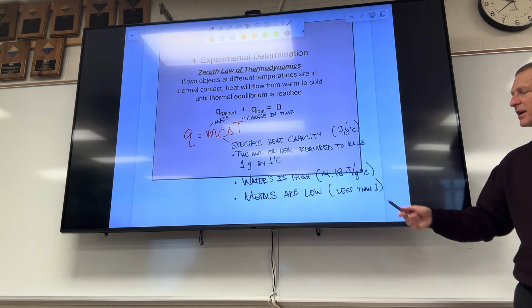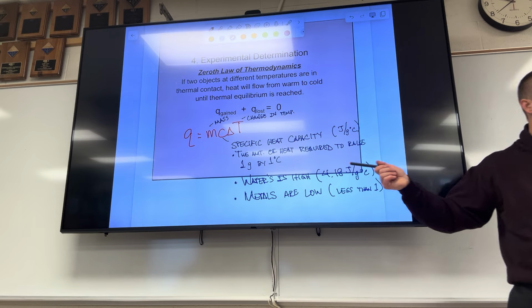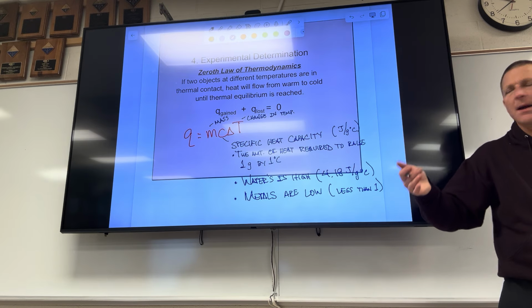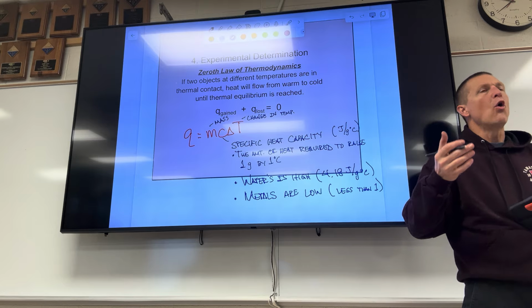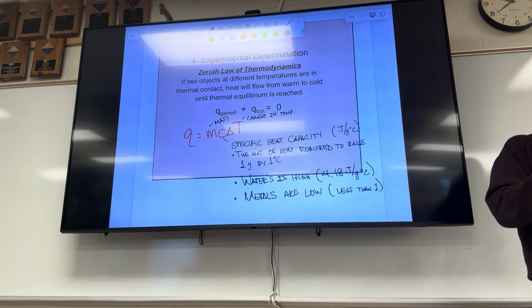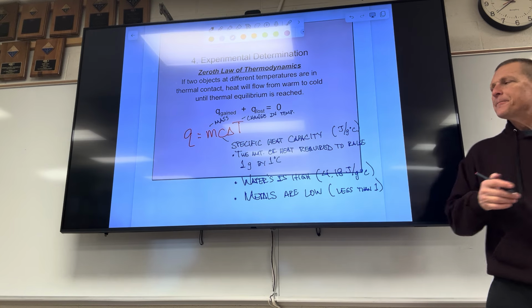So we can see that compared to metals, water is extremely high. It takes a lot of energy. What it means to have a high specific heat is that it takes a lot of energy to warm water up. Or when you need to cool water down, you have to remove a lot of energy from it.